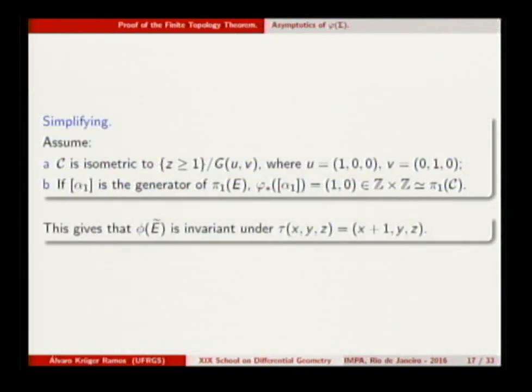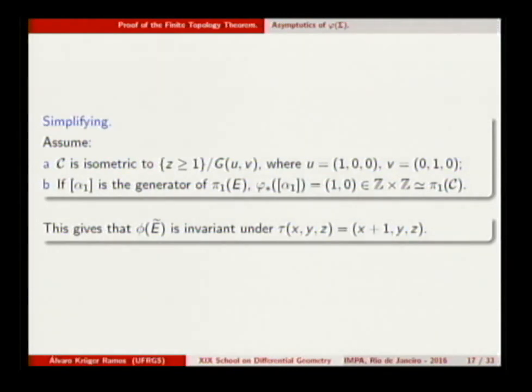Let's make some assumptions which simplify the notation. We assume that the ambient end is isometric to this horoball, quotient by dx and dy. It's not without loss of generality, but the ideas we use in the proof generalize.